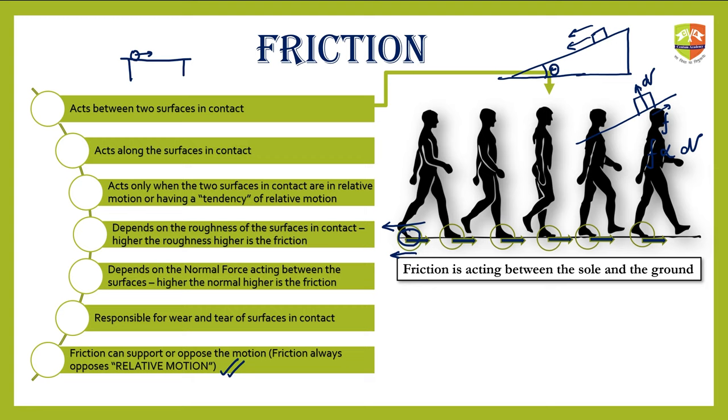So what is happening? There is some kind of rubbing going on between the foot sole and the ground. So the sole is moving in this direction with respect to the ground. If you see, this is, let's say, the ground. So the sole is trying to move in this direction. So what will happen? The ground will try to oppose this relative motion, right? So friction always opposes this relative motion. So the force will be applied like this. So ground is applying this force. This is the direction of force applied by the ground onto your foot. And hence, my dear friends, you are able to walk.